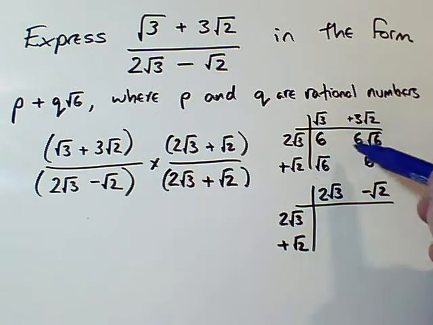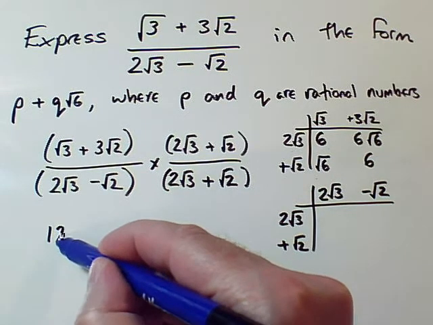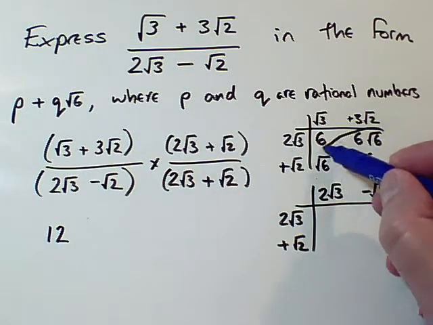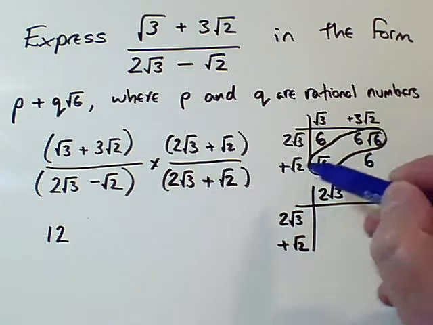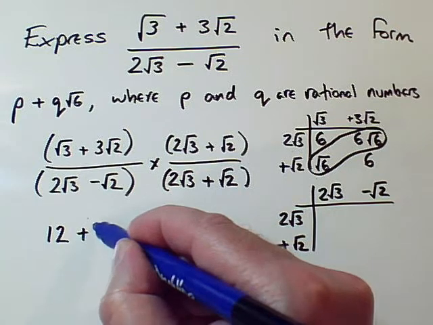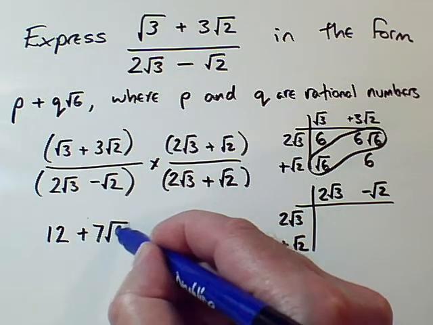So combining everything, the numbers combine to give me 12. And the square roots, I've got 6 root 6 plus 1 more root 6. I've got 12 plus 7 root 6 on the top.